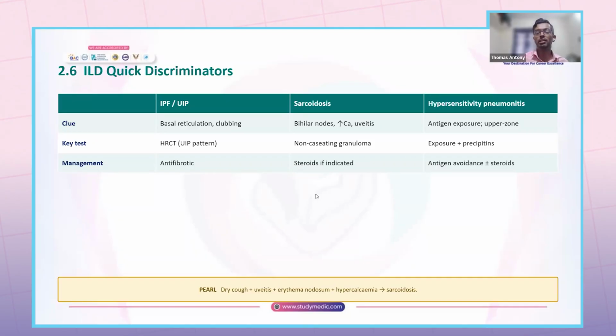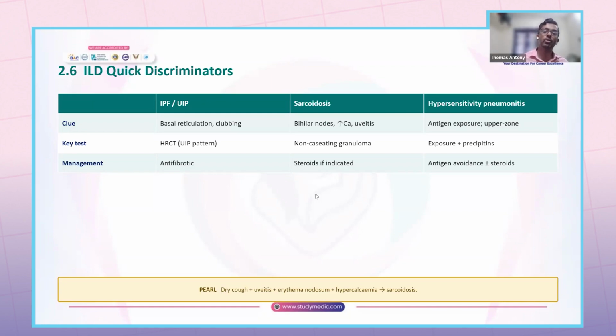In sarcoidosis, the highlight is hilar lymph nodes. Calcium is not commonly seen, but it might be elevated. You also have serum ACE levels to look for in sarcoidosis. In hypersensitivity pneumonitis, you always have an antigen exposure. Unless you are able to prove the antigen exposure, you cannot diagnose hypersensitivity pneumonitis.